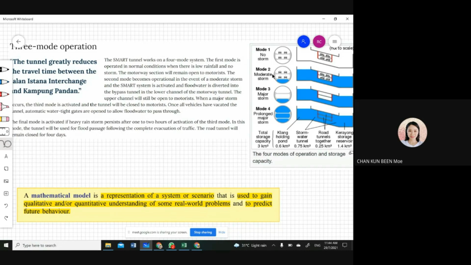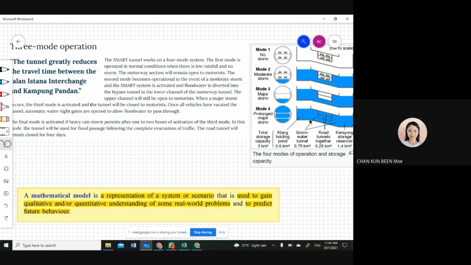Okay, the smart system will be activated now, whereby the flood water is diverted into the bypass down here, so that the water level is lower, but then the motor still can run. Okay, after that, the third mode is the major storm. So now you can see there's no motor anymore because it's getting more dangerous. Okay, and then the last mode is a prolonged major storm. The water level is very high already, so it will be closed.